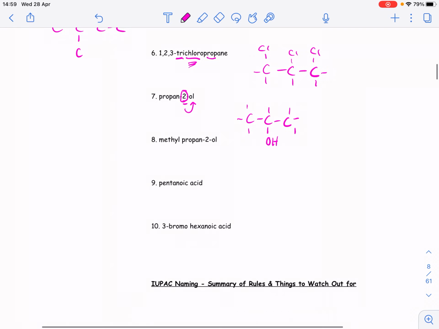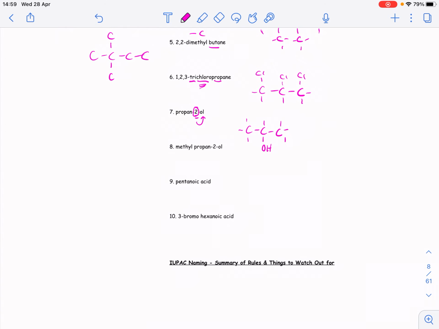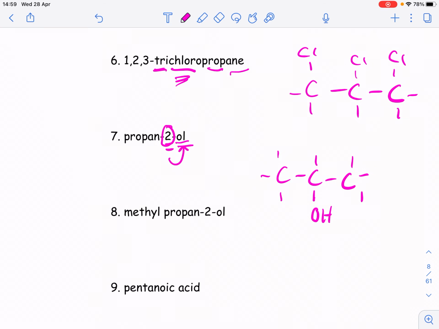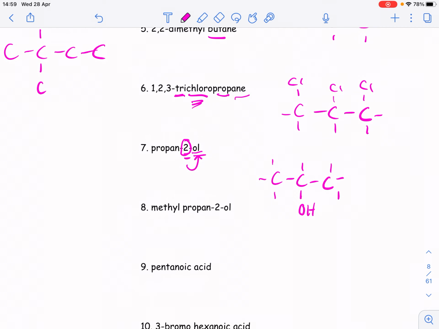Okay? And so all naming is just a combination of these rules. It's knowing the endings, knowing when I see ol, it means OH. When I see ane, it means normal carbon and hydrogen, single bonds. And then it just means knowing the numbers. Prop means 3, meth means 1. And depending on where they are in the name, it tells you how they're connected, if they're part of the main chain or if they're part of side chains.